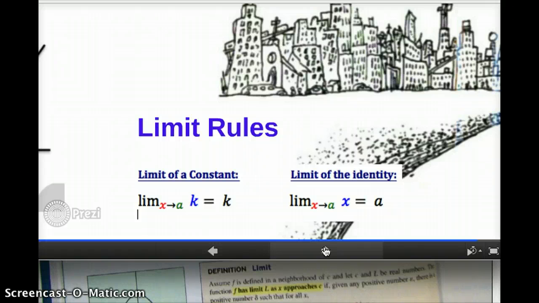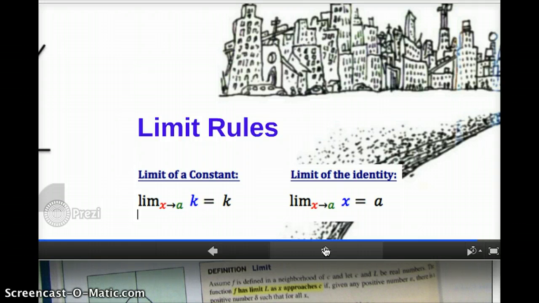So there are two basic limit rules that are going to determine all of the simplifying we do for the rest of this video and actually the rest of this unit. These are the two rules, and the rules you need to know the names of. The first one is the rule called the limit of a constant. The second is the limit of the identity.